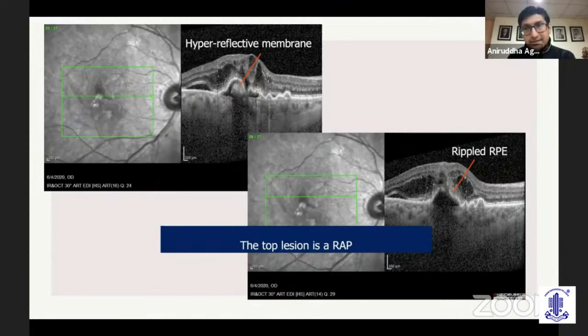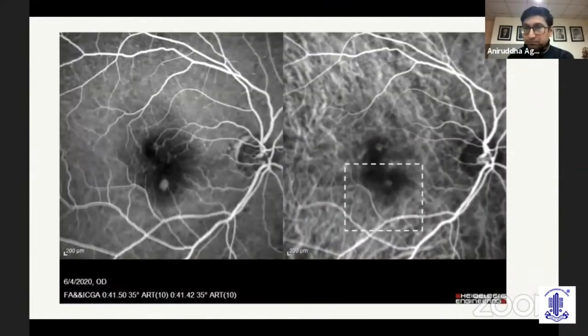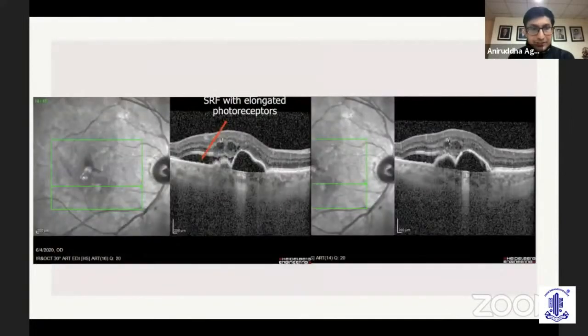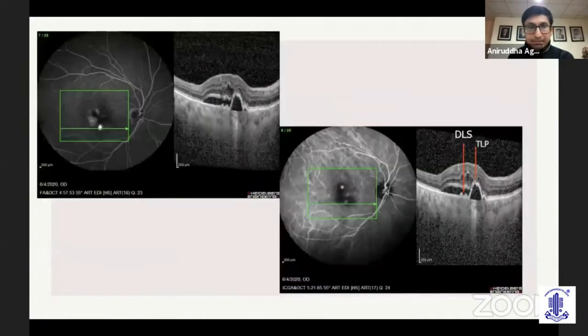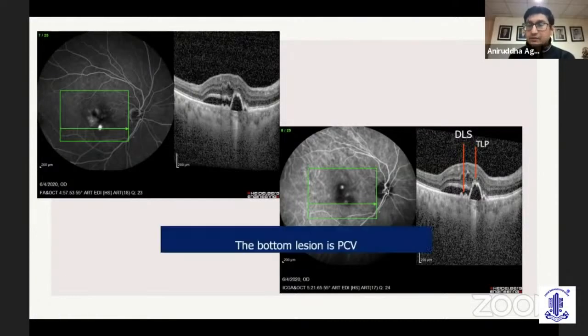Now, what's very interesting is that this patient had another lesion, and let's look at the lesion at the bottom. This particular lesion has on the OCT subretinal fluid with elongated photoreceptors. You have a sort of a humped PED. You also have, on the scans below, a double layer sign and a tall peak PED. So these are some OCT features which are diagnostic of PCV.